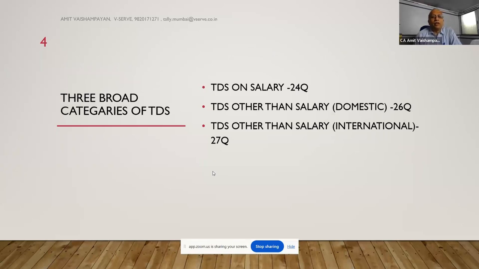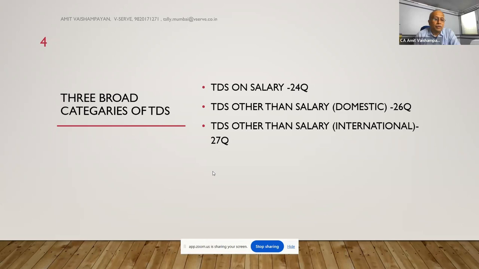TDS typically is broadly divided into 2 or 3 categories. 2 categories mainly. One is salary, the other one is other than salary. Other than salary is divided into 2 parts, domestic TDS and international TDS. So we typically have 3 types of TDS returns. One is 24Q, one is 26Q, and one is 27Q. So these are the 3 standard returns that we typically have.